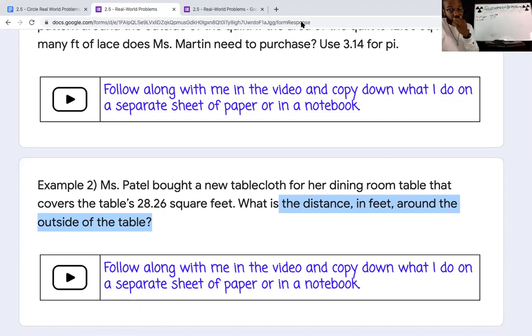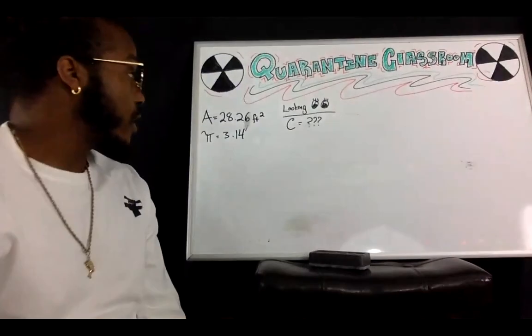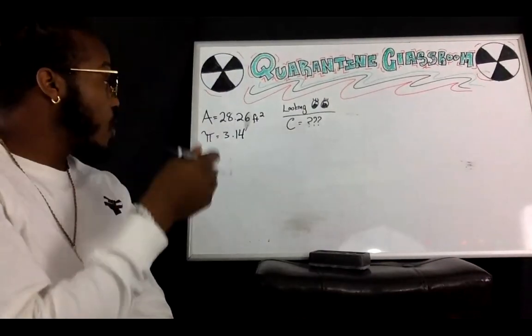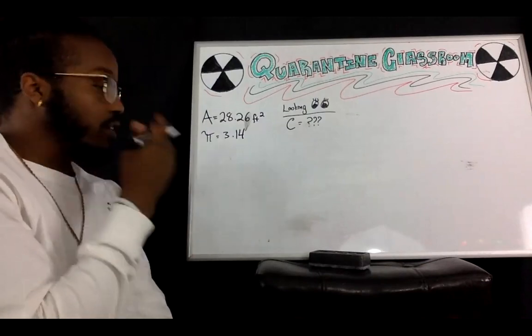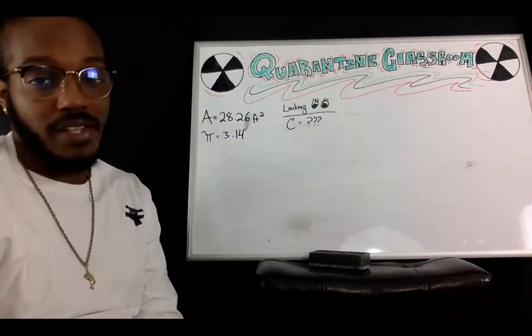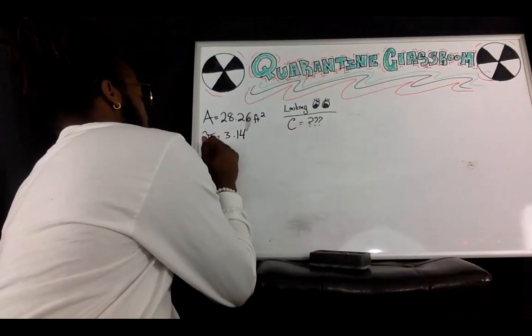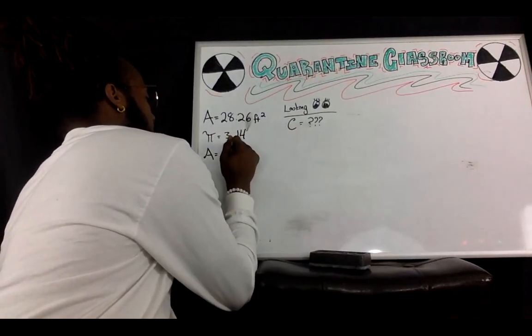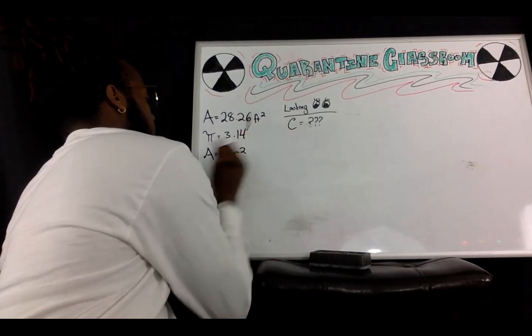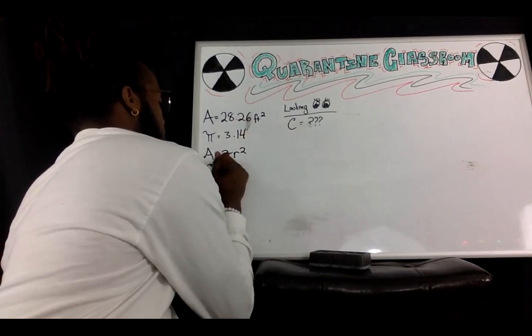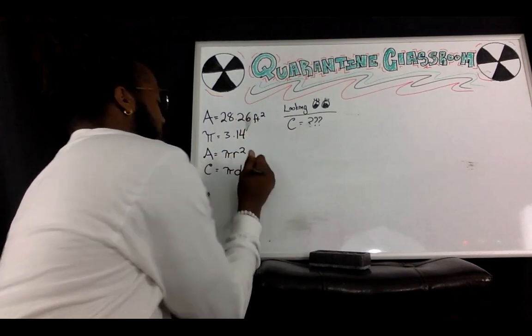I'm gonna come out of this, and now it's time for us to work. So again, I have my area, but I'm looking for my circumference. I know that I have 2 formulas in my back pocket. Area equals pi times radius squared, and circumference equals pi times diameter.